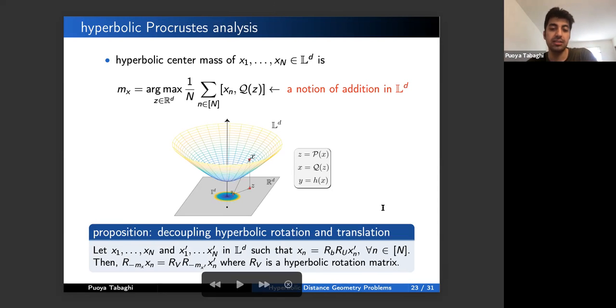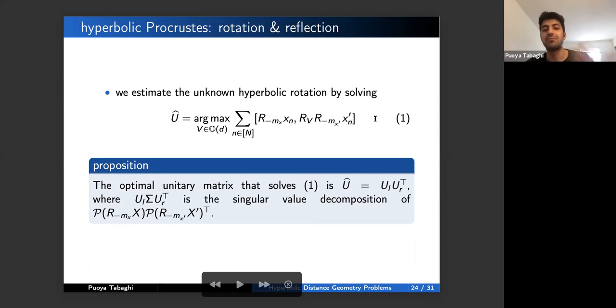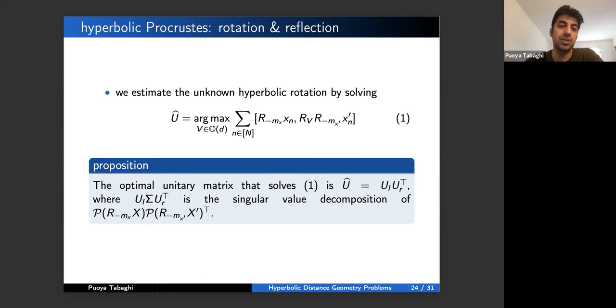And we have the following lemma, or proposition. If we have two point sets that are related through an isometry, which is a rotation and translation, after you center each point set, then they're only related through a rotation. So by centering, we simplify the problem and we just estimate the unknown rotation. And the unknown rotation is really simple. We just want to maximize this average inner product between centered point sets. And this can be done by singular value decomposition, very similar to the orthogonal Procrustes problem, of this centered point sets product matrix. So this is the gist of hyperbolic Procrustes.